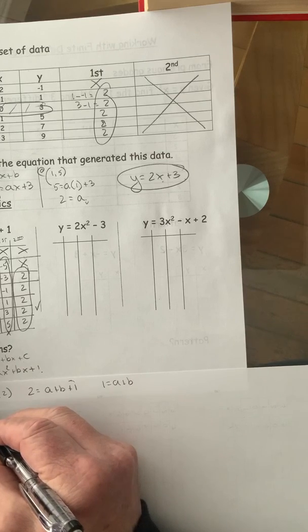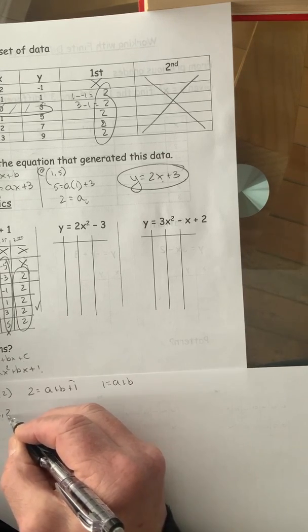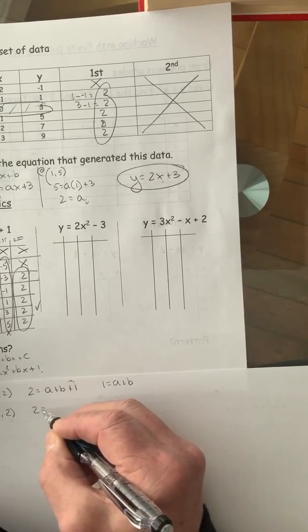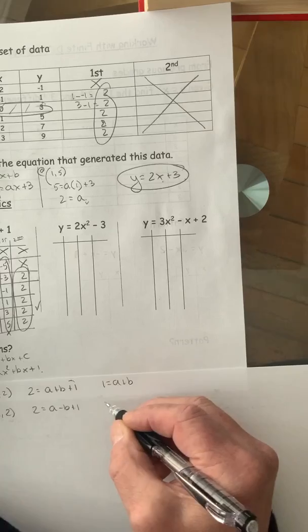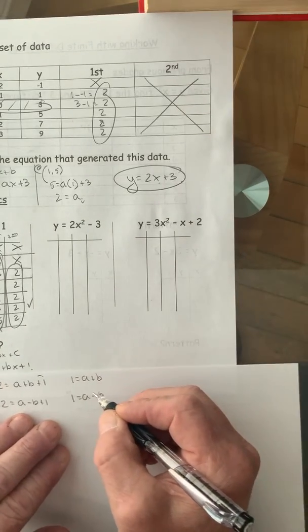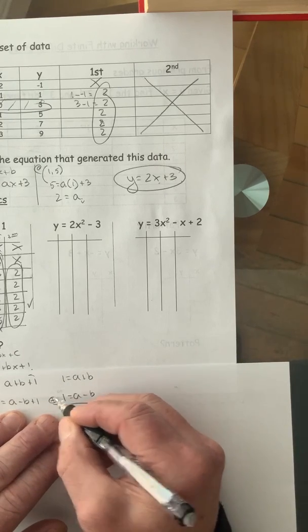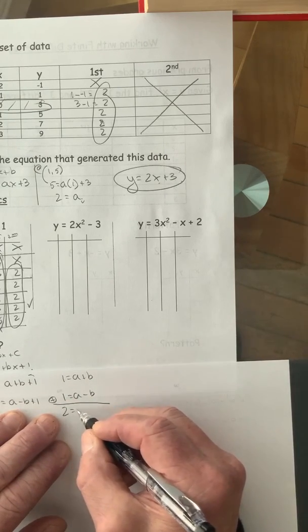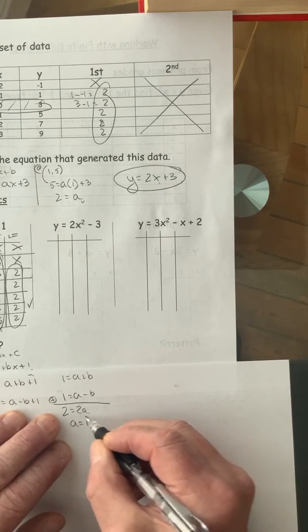Pick another set. At negative 1, 2. 2 equals a minus b plus 1. Bring the 1 across. 1 equals a minus b. I've done it like this so I can use elimination. Add these up. 2 equals 2a. A equals 1.